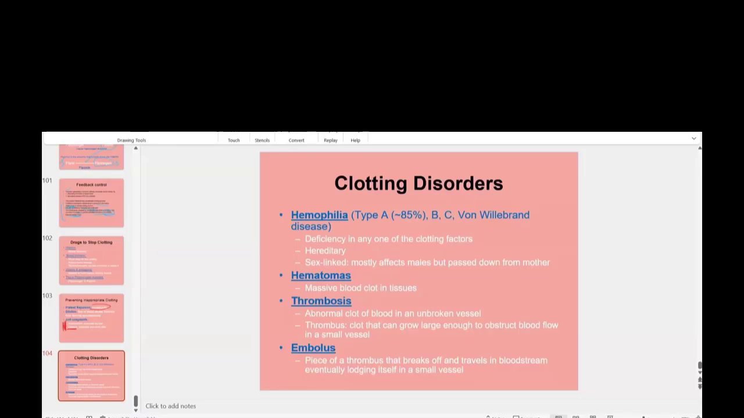So all of this happens when there is a clotting disorder. A clot was supposed to seal a wound, but then it detaches and migrates to some other location and causes a blockage there. So that is when it becomes deadly for that person.